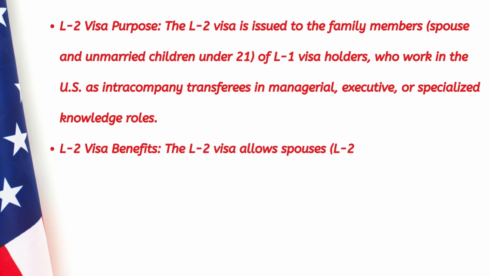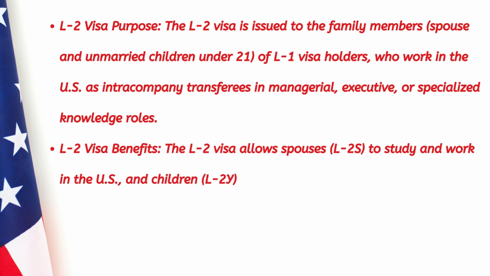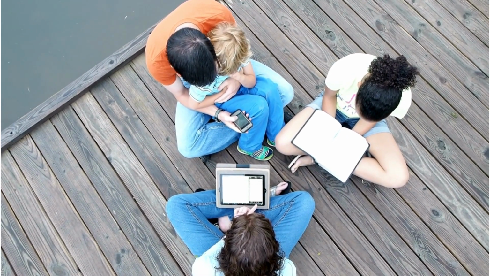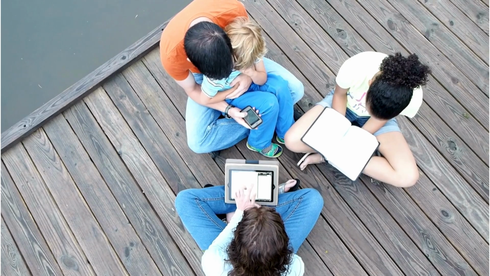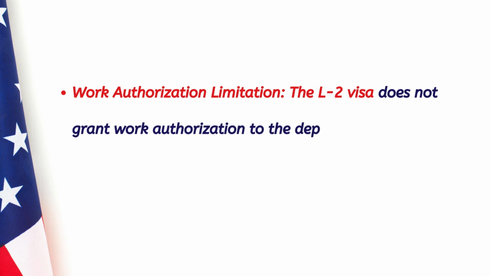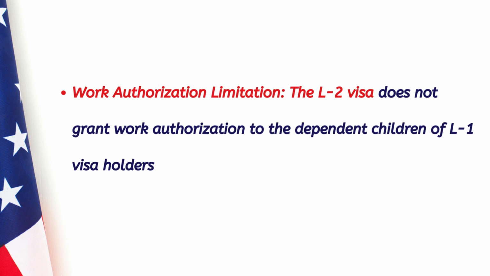And the L-2 visa enables the dependents of L-1 visa holders to join them in the United States, and it allows the L-2S, that is the spouses, to study and work in the United States, and L-2Y, that is L-2 children, to attend school and college in the United States. However, the L-2 visa does not grant work authorization to the dependent children of L-1 visa holders.